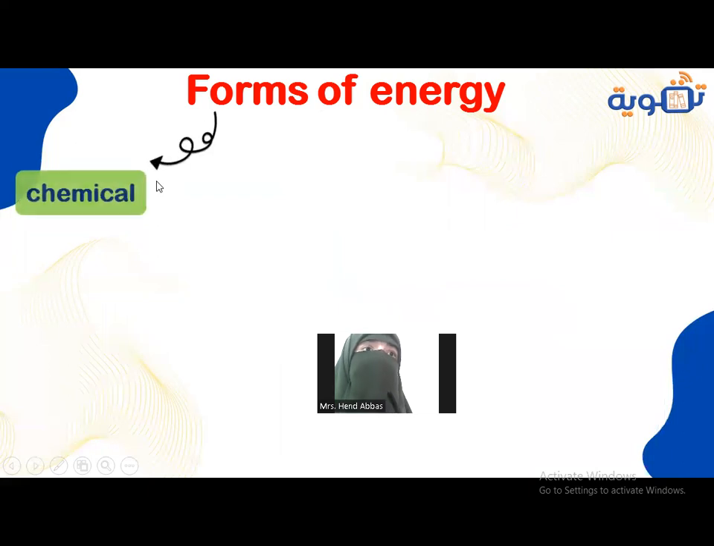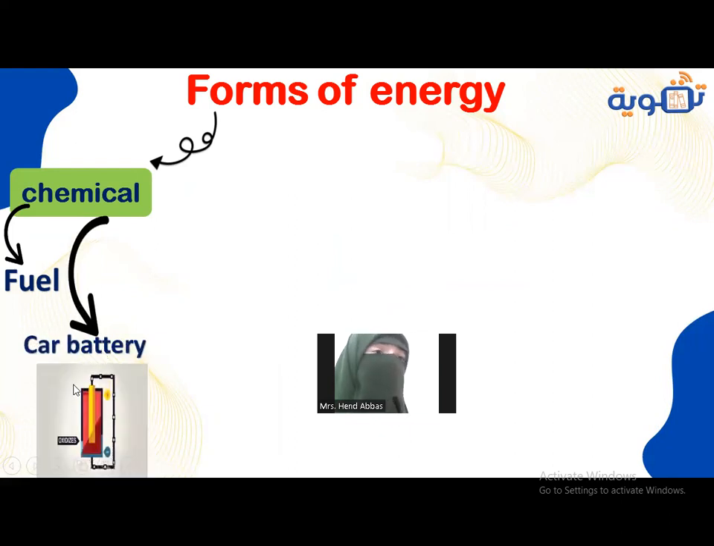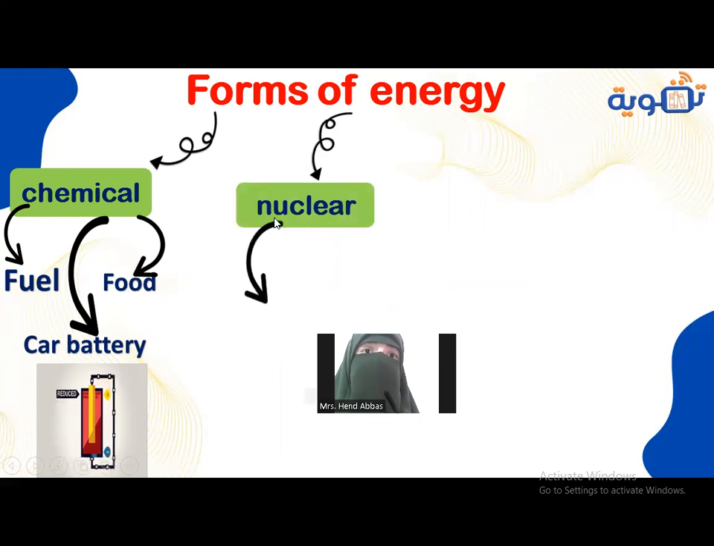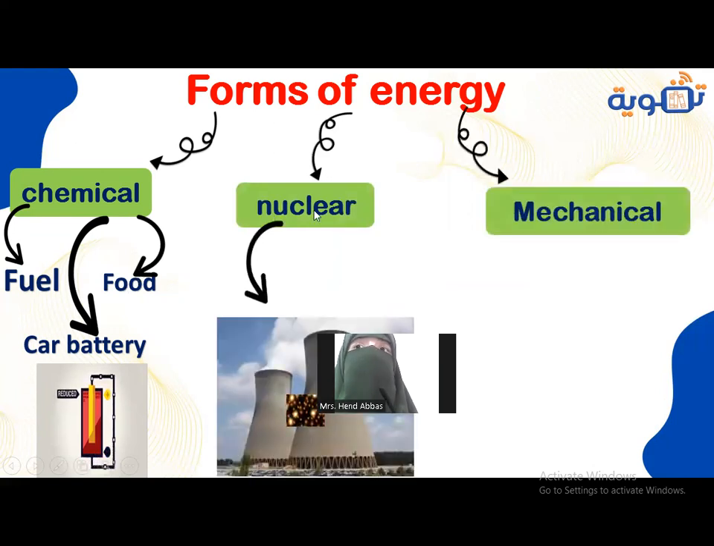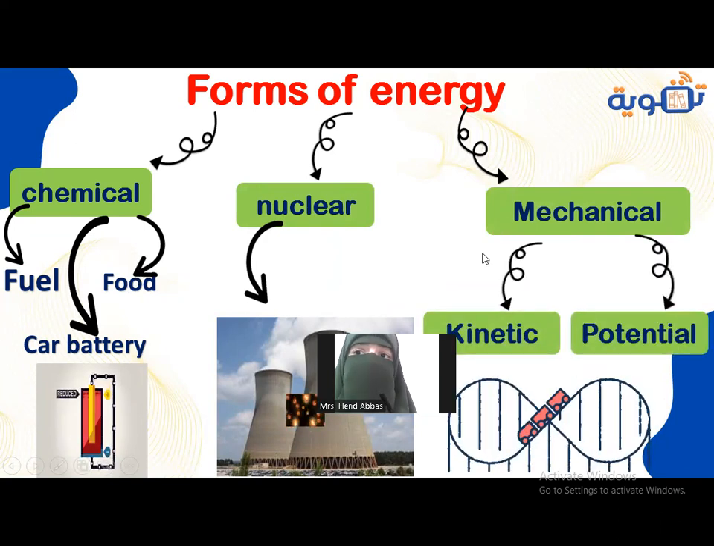We have other forms. Chemical energy is a form of energy, like the energy stored in the fuel and the energy stored in the battery. All of the batteries, except the solar battery, which stores electric energy. It's in your curriculum like that. Chemical energy is also the energy stored in the food. Other forms are nuclear energy and mechanical energy. Mechanical energy is the sum of the kinetic energy and the potential energy.